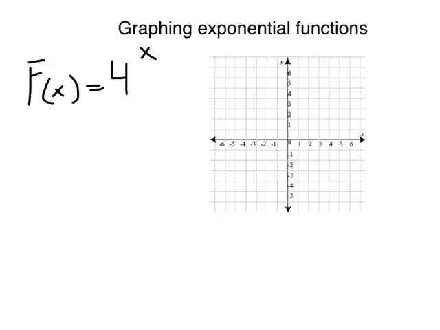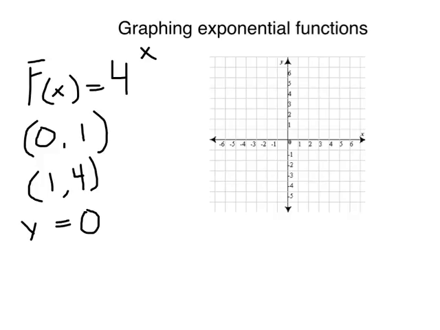Alright, so when we graph exponential functions, we use the properties that we just talked about. We know that f of x equals 4 to the x power is going to go through the points 0, 1, and 1, whatever the base is. In this case, we have 4 to the x, so our base is 4. And then there's one more property that we can use. y equals 0 is going to be our asymptote.